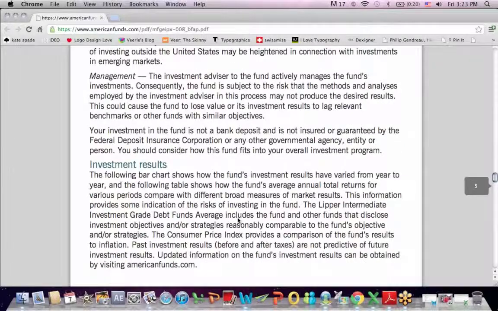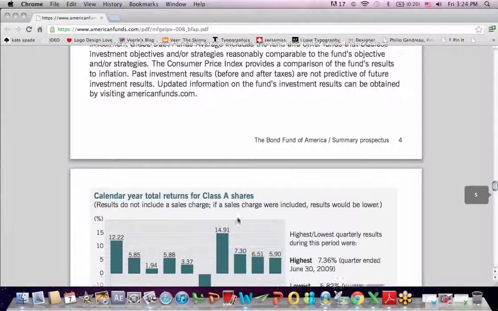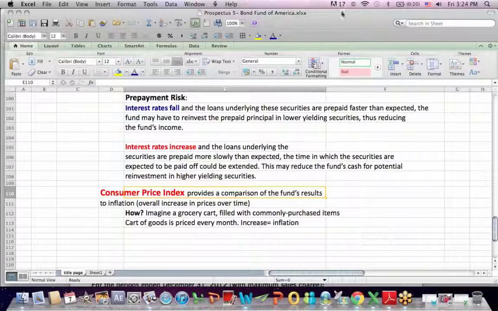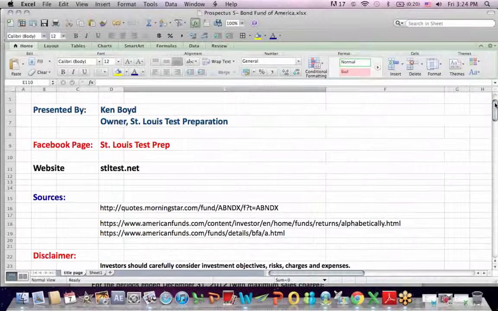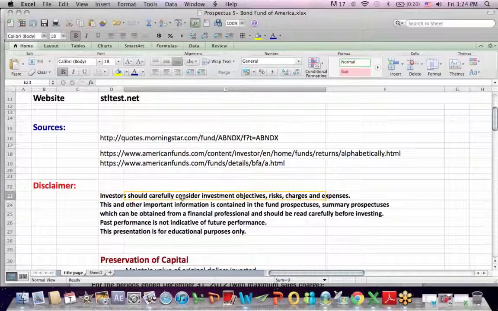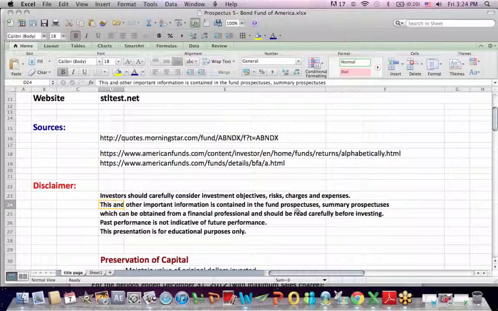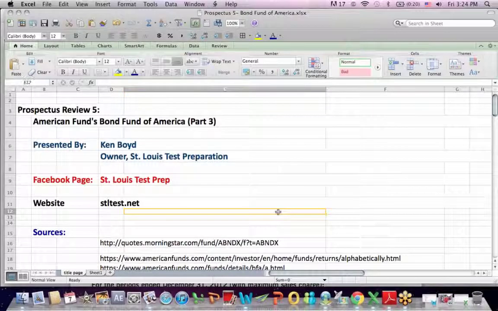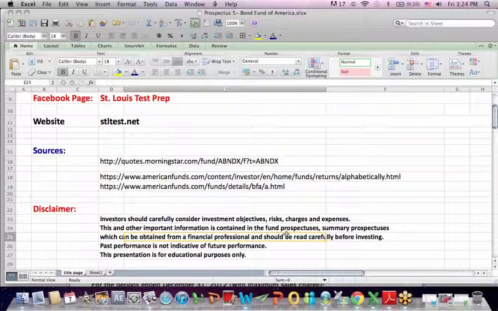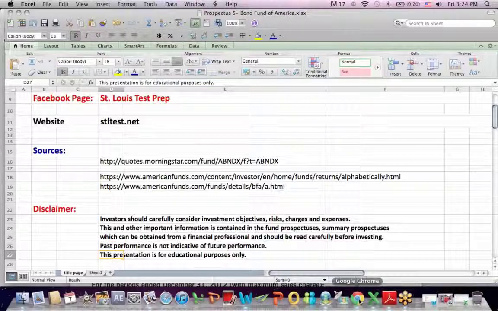So that sums up really what I wanted to cover on the summary prospectus. It does have performance information, but you can look that up on your own. I finally wanted to mention as I go to the top of the page that investors should carefully consider investment objectives, risks, charges, and expenses. This and all the other information is in the fund's prospectus. Oops, sorry. You should get a prospectus from an investment professional and read it carefully before investing. Past performance is not indicative of future performance. And finally, this presentation is for educational purposes only.